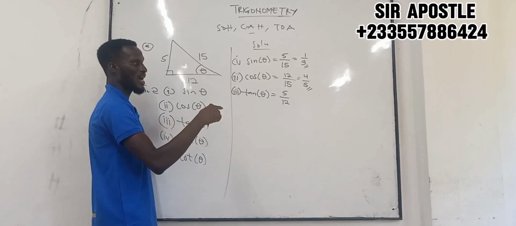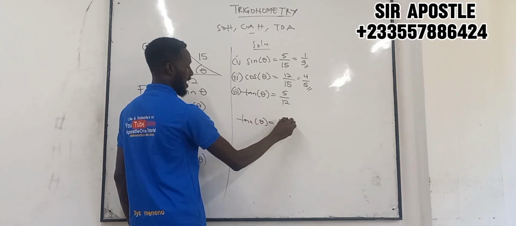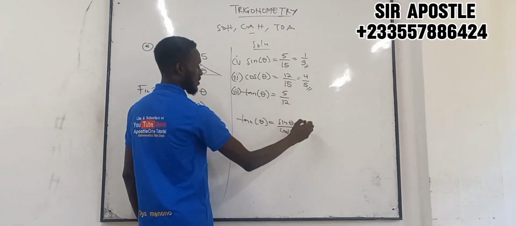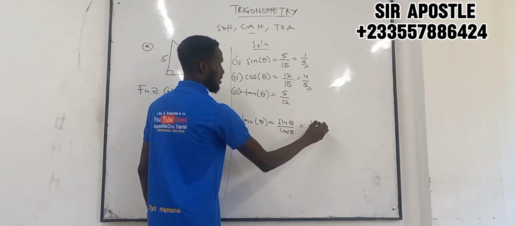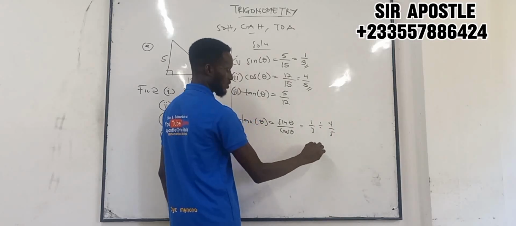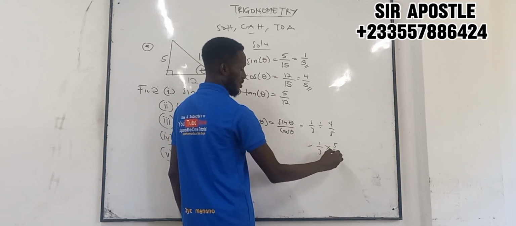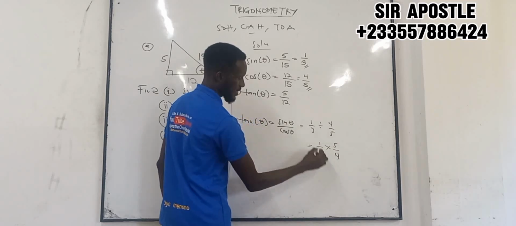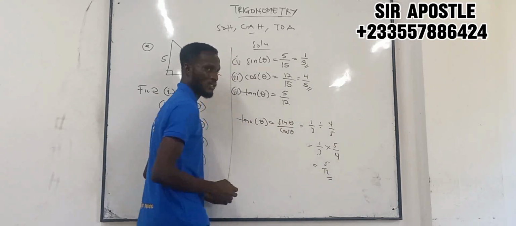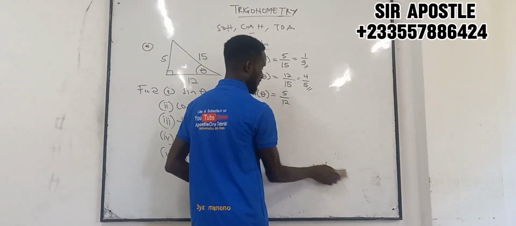Now you can also use the formula tan theta is equal to sine theta over cos theta. So when we divide, sine theta is 1 out of 3 divided by cos theta, which is 4 out of 5. So we continue with 1 out of 3 multiplying 5 out of 4. This gives us 1 times 5 is 5, 3 times 4 is 12. We are getting the same thing, 5 out of 12. And that is our tan theta, if you want to apply the formula.